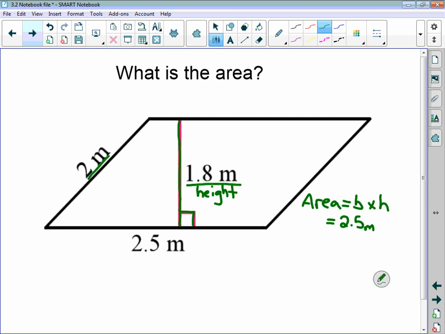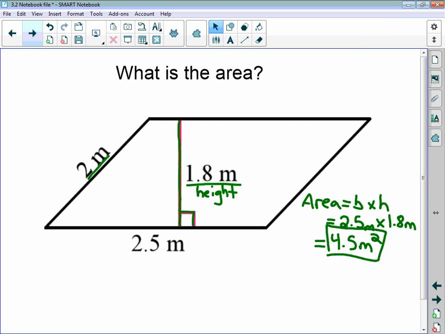That is the height of this parallelogram. So it's 2.5 meters times 1.8 meters. So you take your calculator, you say 2.5 times 1.8 equals 4.5. So the area of this parallelogram would be 4.5 meters squared. Make sure you put in that squared, and we circle around that because that's my answer. So we just have to make sure that there's often going to be information given to you that is not necessary for the question, like that 2 meter mark.